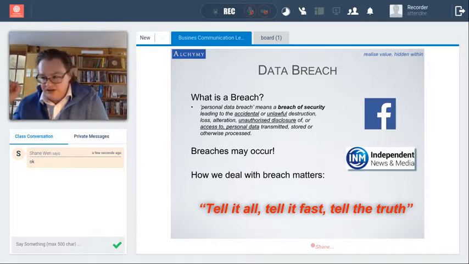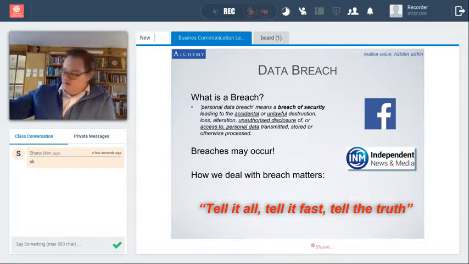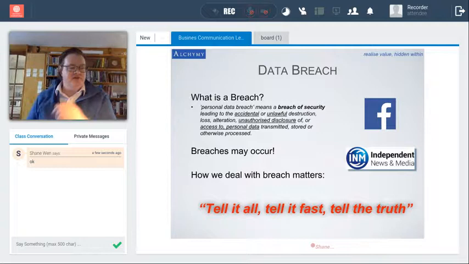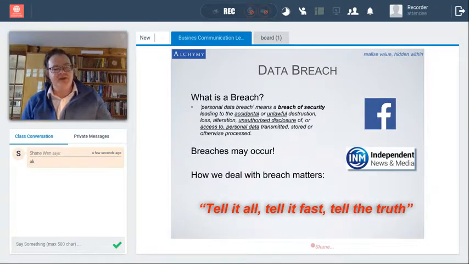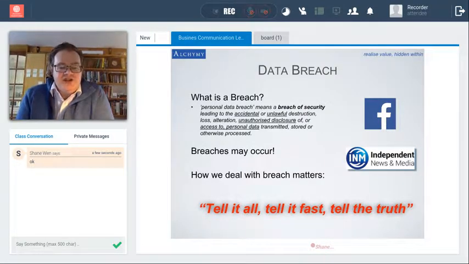I don't care if it's a sweet shop down the street, or a hairdressers, or a multinational computer company. A breach of security leading to the accidental or unlawful destruction, loss, alteration, unauthorized disclosure of, or access to personal information, transmitted, stored, or otherwise processed. It's a breach of security. If we have a breach of security around data, we have a problem.